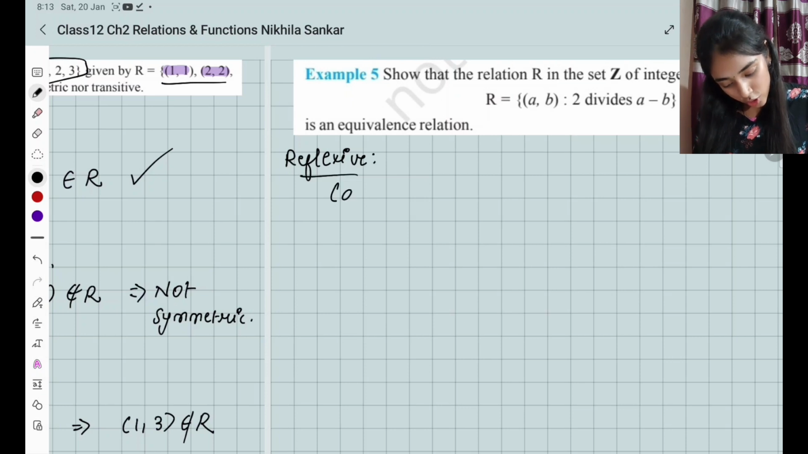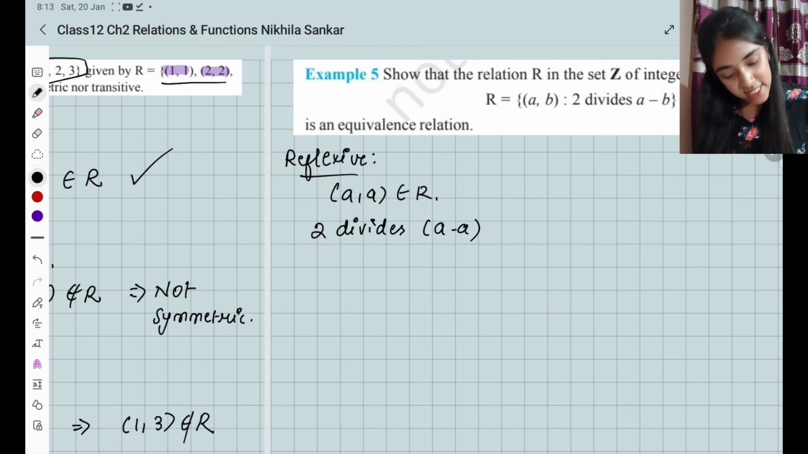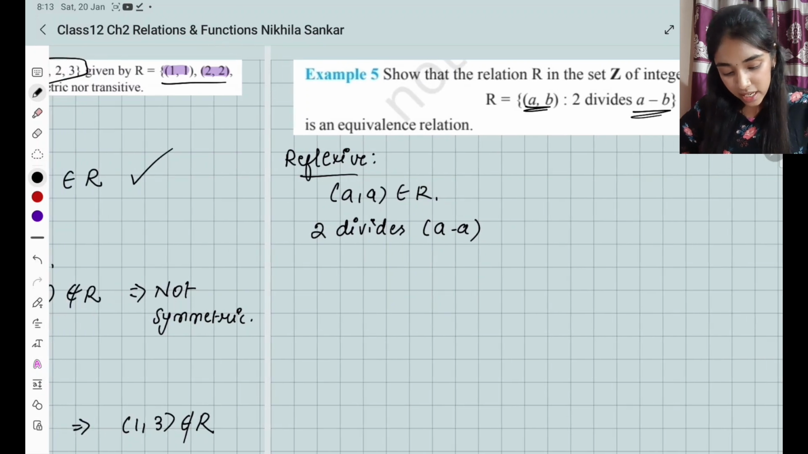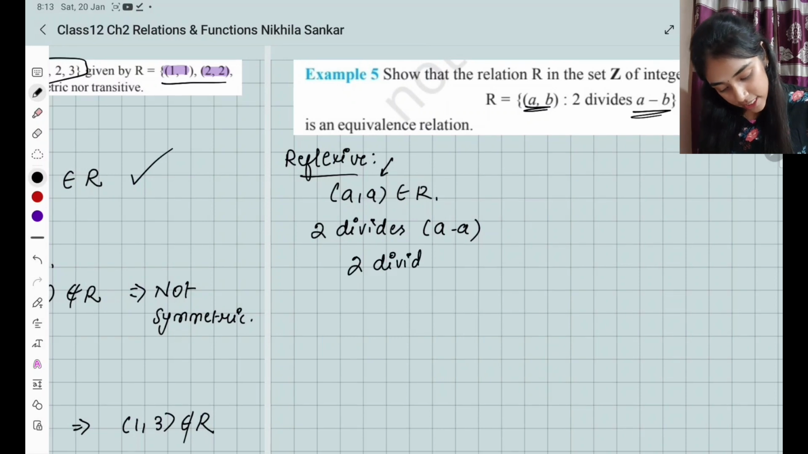Reflexive அப்படினா என்ன அர்த்தம், a, a belongs to R. இப்போ இந்த இடத்துல என்ன கொடுத்திருக்கான், a, b ன்னு கொடுத்திருக்கான். So you have 2 divides a minus a. Do you understand? இந்த இடத்துல a minus b இருக்கு. நம்மளோட relation என்ன, a, b க்கு பதிலா it is going to be a, a. So you have 2 divides a minus a. So 2 divides 0. Correct?